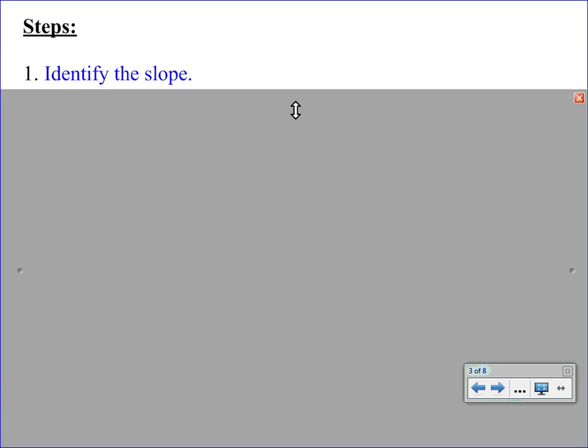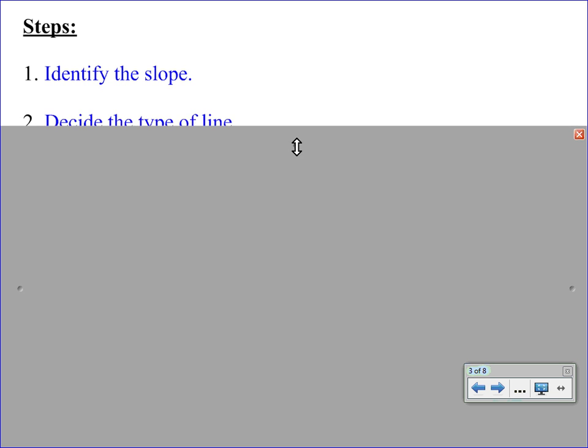So how about some steps to get you focused when you're reading through these descriptions? The very first thing we're going to have you do is find the slope. So just like we did when we were looking for the equation from 2 points, finding the slope really tells you what kind of an equation you're going to go for and what type of a line it is. So step 1 is to identify the slope.